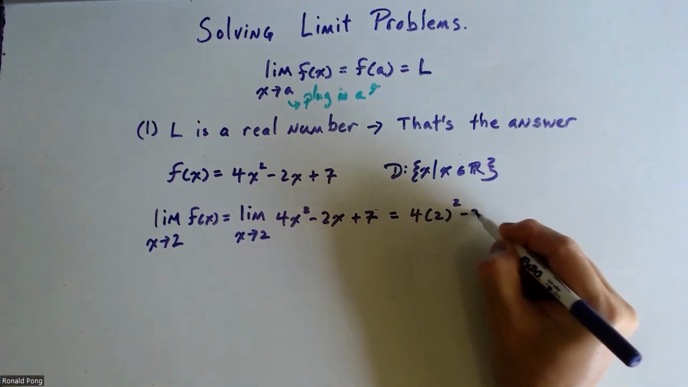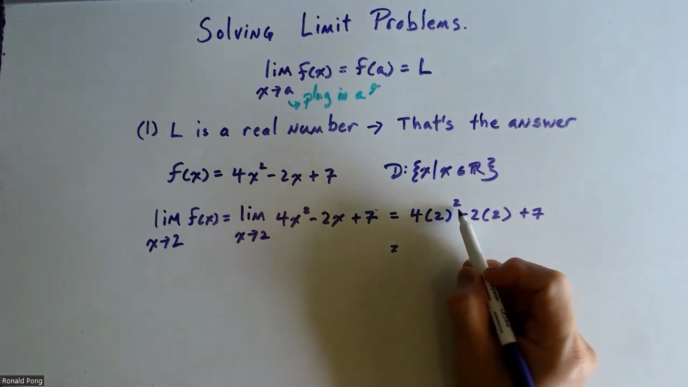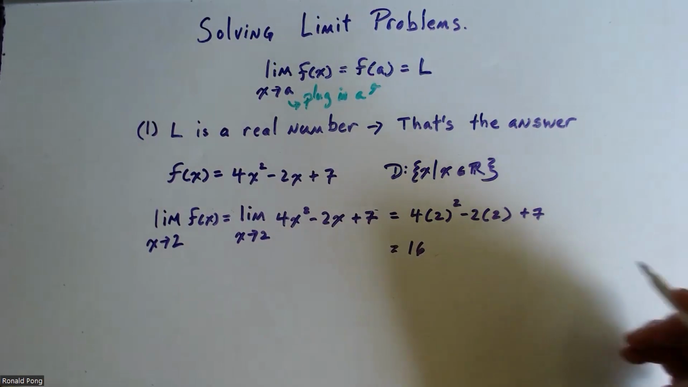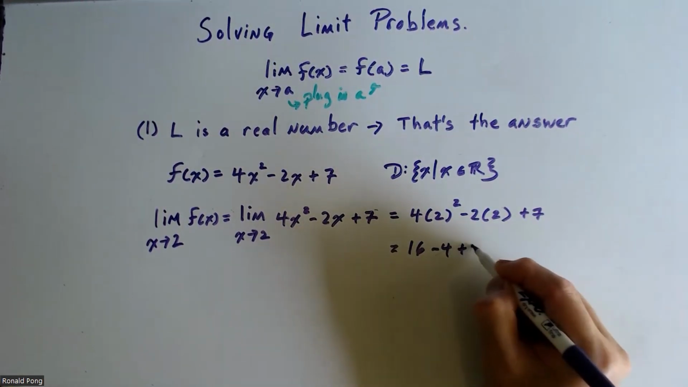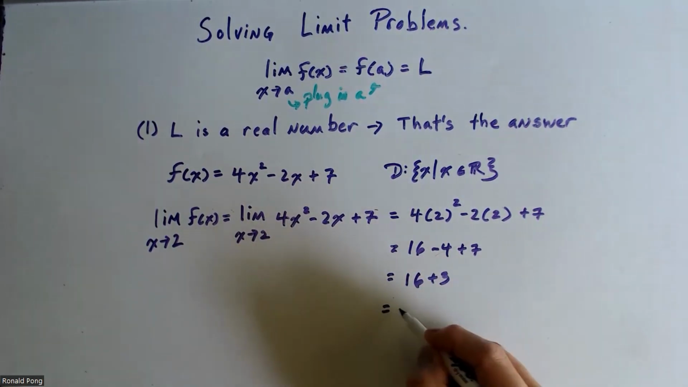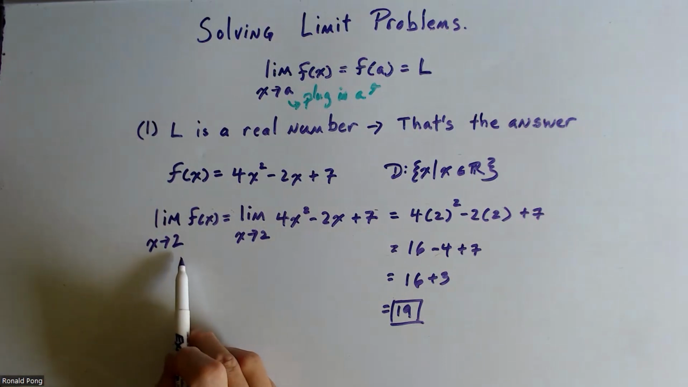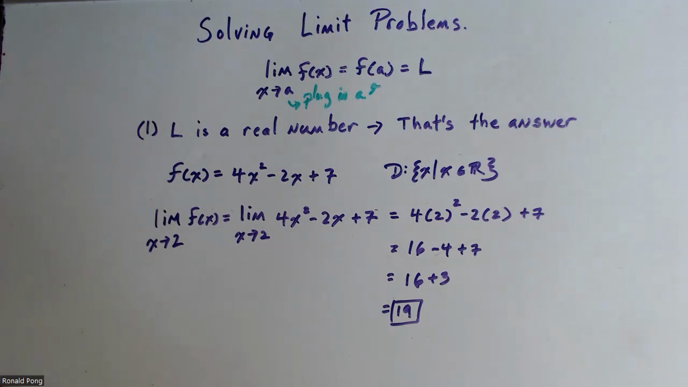I'm plugging into here. This is just algebra 1. 2 squared is 4. 4 times 4 is 16. Minus 4 plus 7, which is just going to be 16 plus 3, or 19. And so in this instance, the limit as x approaches 2 of f of x is indeed 19. You can use either your TI-84 or other graphing calculators or a number of online graphing utilities that are available today to test this.